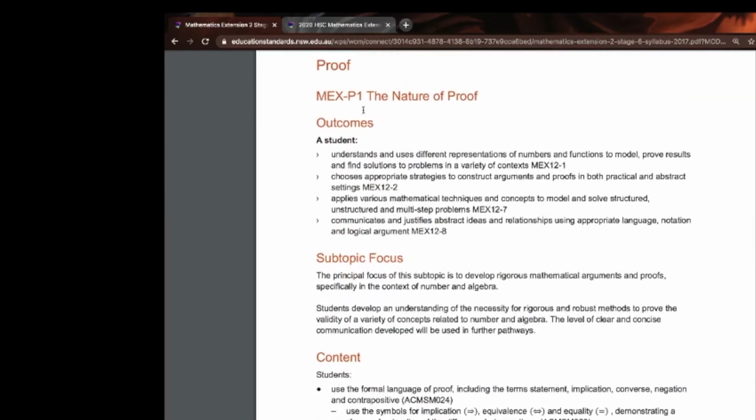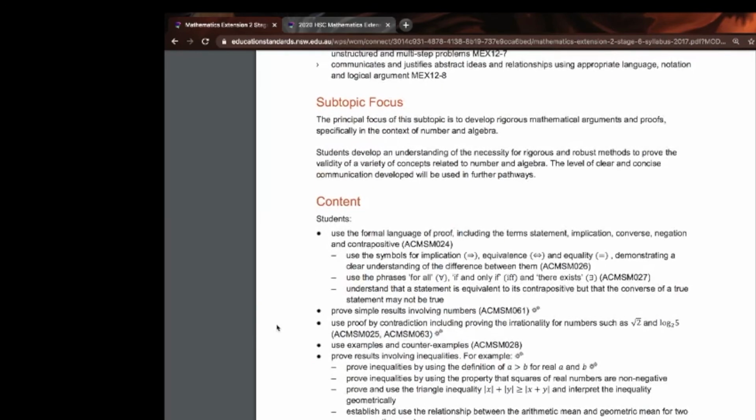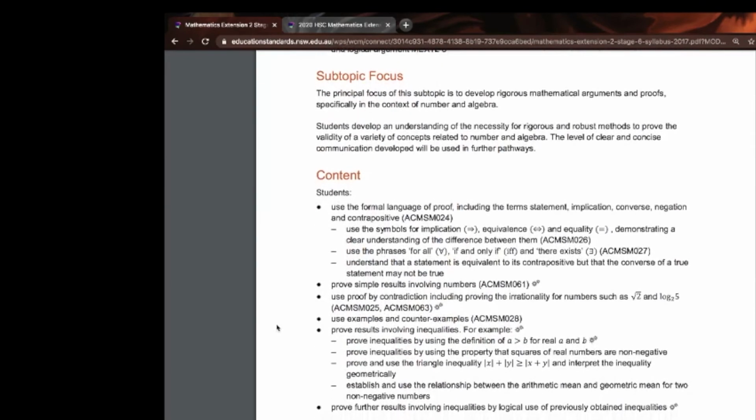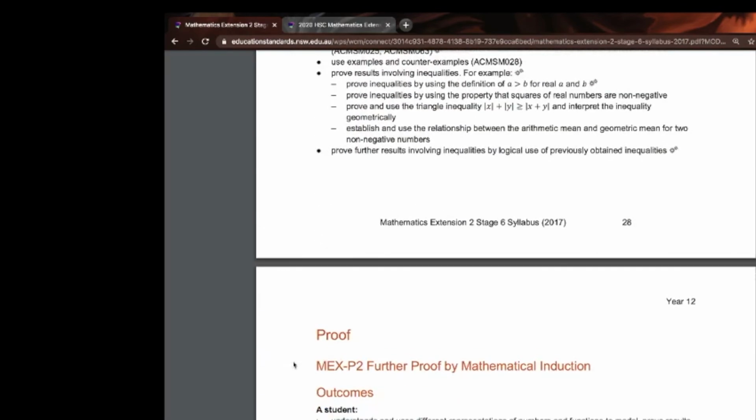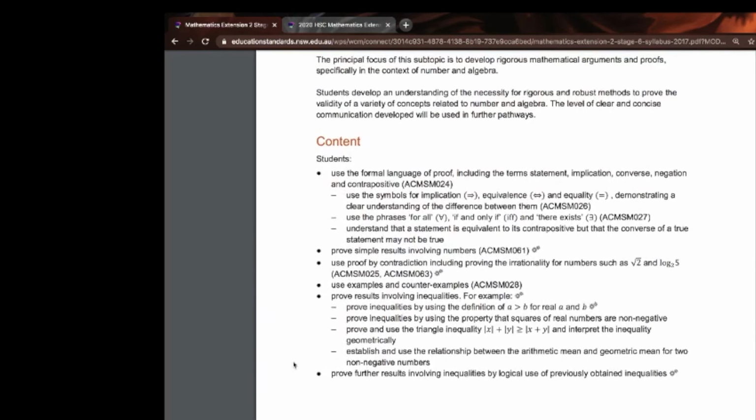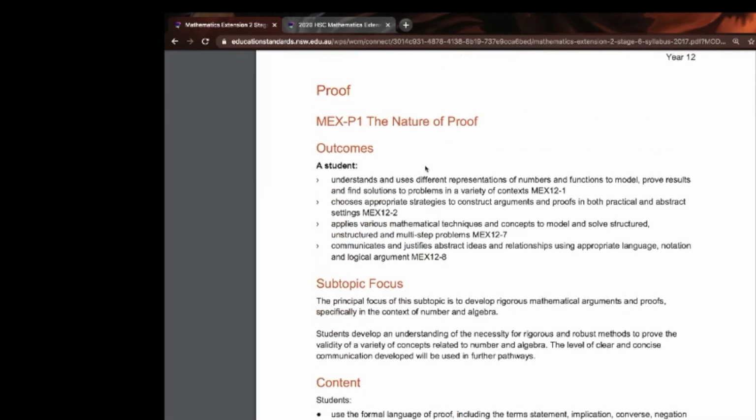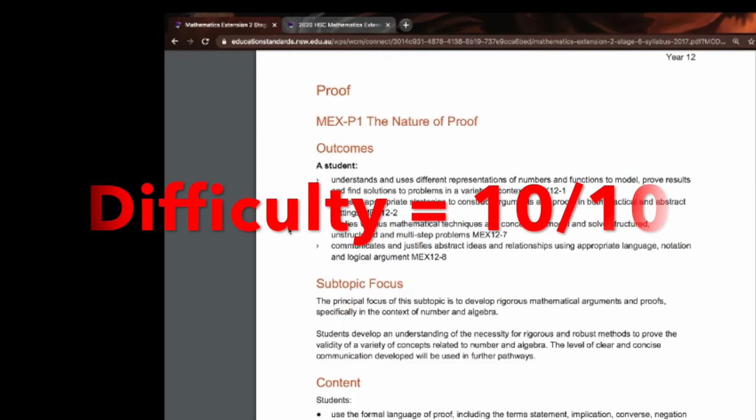Proof is also broken up into two sections. First, we've got the nature of proof. This is going to be a bit different from what you've studied in younger years. You'll be able to use things which you've seen before, such as the triangle identity, but through this foreign study of a new area of mathematics, I think it will enhance your understanding and help you to perform better in all areas of the syllabus. I would rate the nature of proof as the hardest part of the syllabus. I'd rate it as a 10 out of 10 for difficulty.